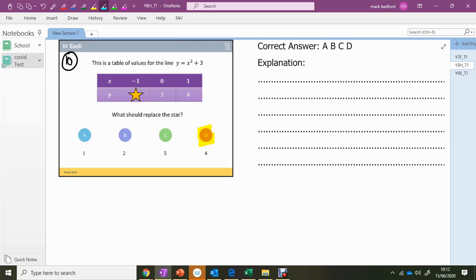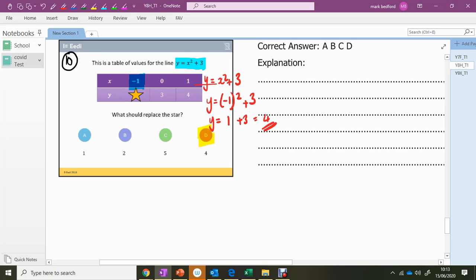On 10, this is a table of values for the line y is equal to x squared plus 3. What should represent the star? Well, again, we're told what the x value is. x in this case is -1. So let's go back through to my equation. It said y was equal to x squared plus 3. Replace the x with the -1, like that. -1 squared, that's -1 times -1 is 1, plus the 3 gives me the answer 4, which is answer D.